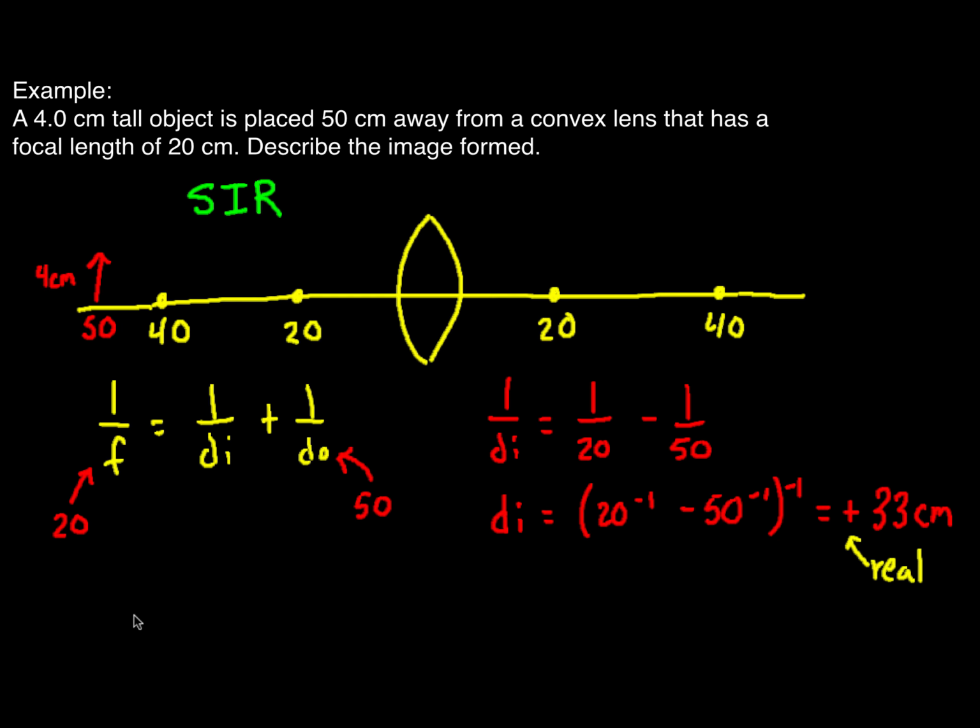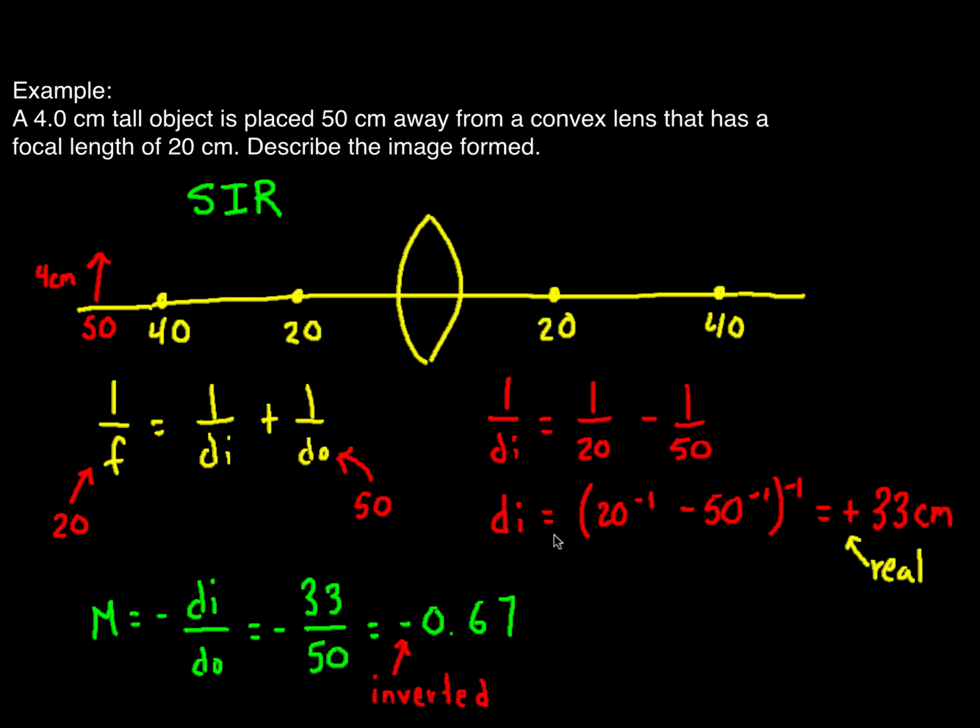The next formula is the magnification formula. Magnification equals negative DI over DO. This gives us our magnification equal to negative 33 divided by 50. This equals negative 0.67. Because this value is negative, we know that we have an inverted image. Because the magnification is less than 1, we know that we have a smaller image. So our image is smaller, inverted, and real, as predicted.